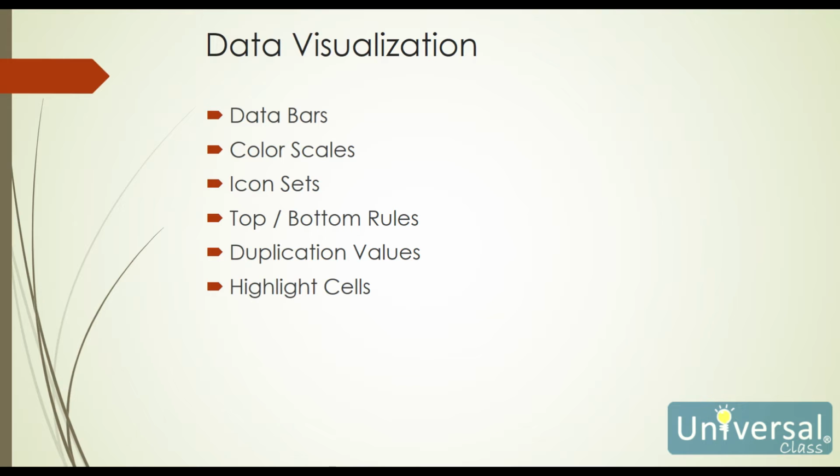And then we can do things like top and bottom rules, so we can see really easily what our highest and lowest performers are. We can look at duplicate values, so if we want to make sure that two different values don't have the same number, we can do that. We can also highlight different cells based on their values.